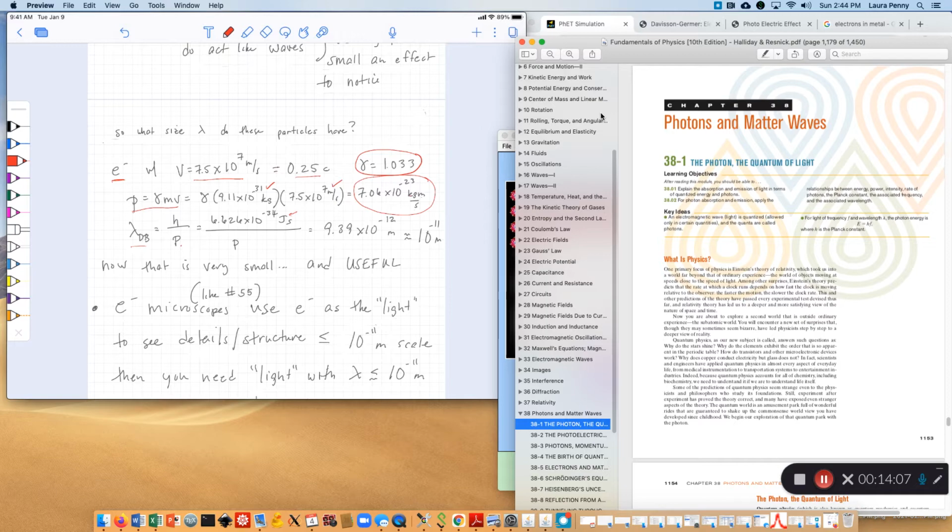Generally, we would have to have that for this, and divide that by the momentum I found from above, and I end up with this as the wavelength, 9.39 times 10 to the negative 12. So this is essentially 9.39 picometers, or it's pretty close to 10 to the negative 11 meters. That's a very small wavelength, and it's particularly useful.